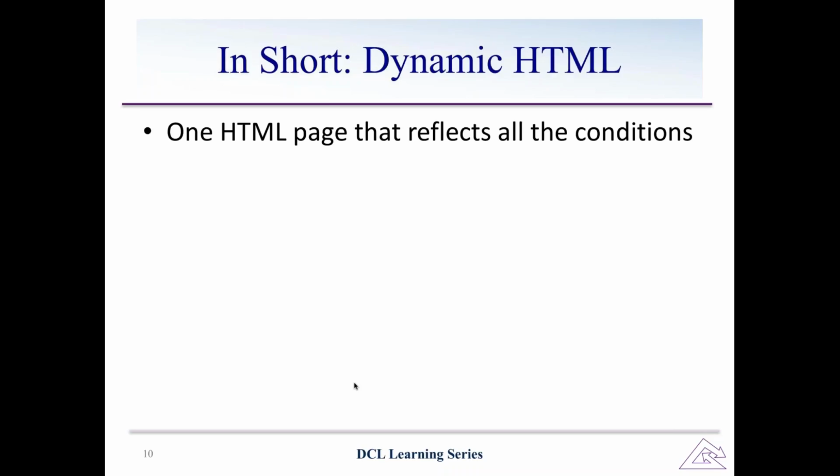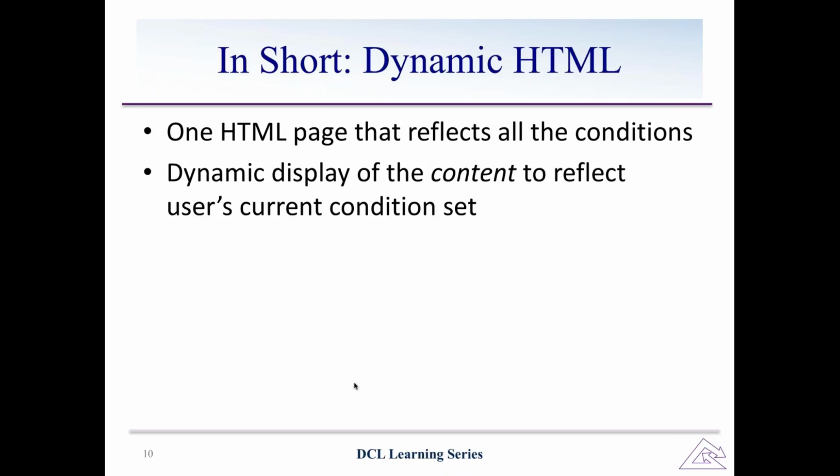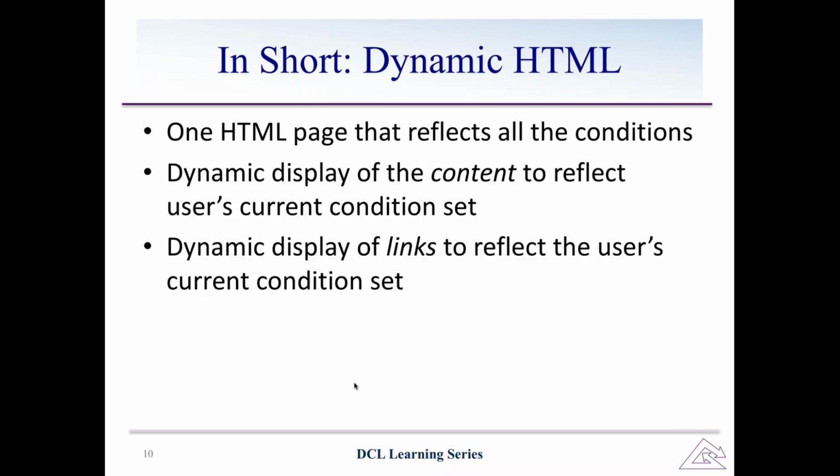So I'm talking about the same thing. I'm not offering any specific solution, but what I am talking about is the implications for dynamic delivery that branch filtering brings to us. So I want dynamic HTML, so I want one HTML page that reflects all the conditions, right? So that I still have one topic in, one HTML page out, but that one HTML page reflects all the conditions that we were filtering on. Then I'd like dynamic display of the content to reflect the user's current condition set, right? And I'd like this dynamic display of links that also reflect the user's current condition set.